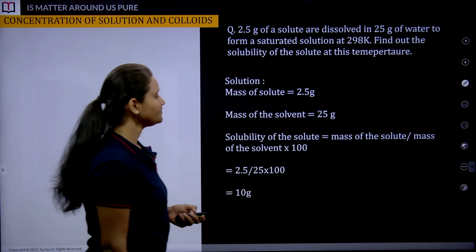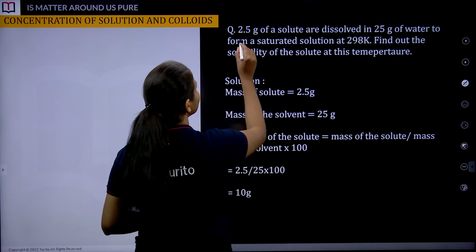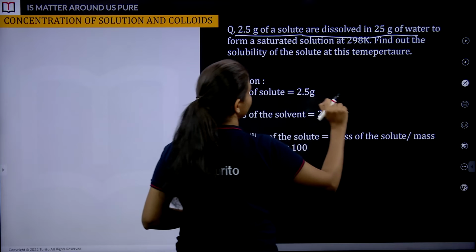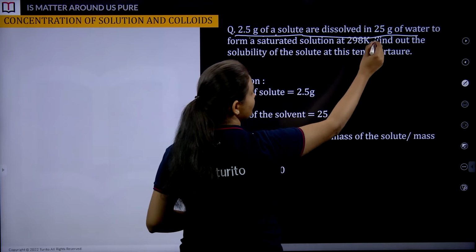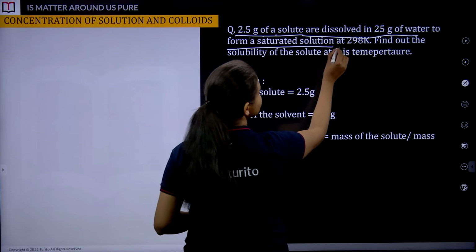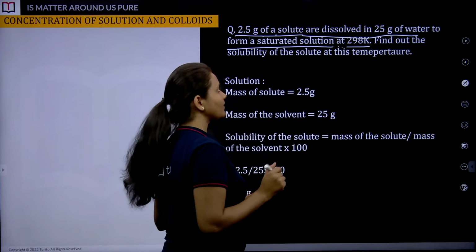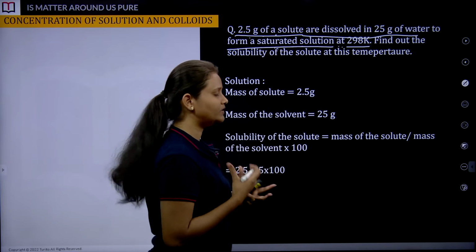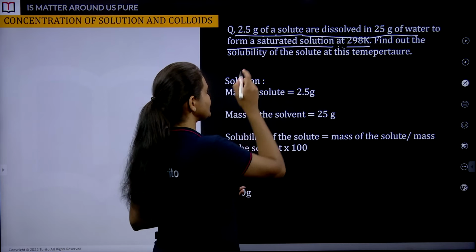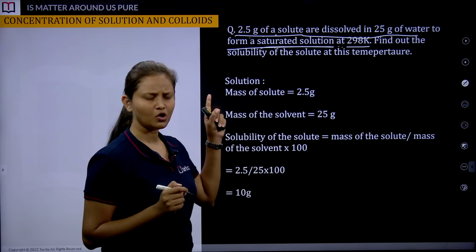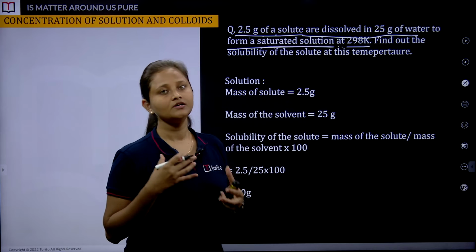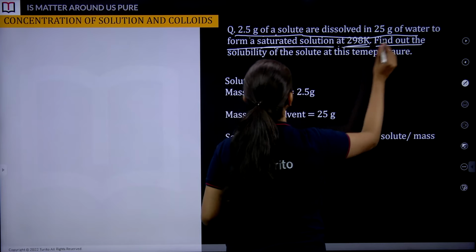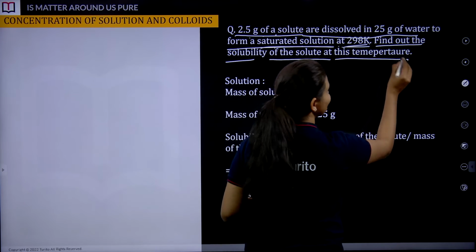Let's move ahead. Now this next question says 2.5 gram of solute are dissolved in 25 gram of water to form a saturated solution at 298 Kelvin. Saturated solution means that no extra amount of the solute can get added in the solvent. Are you all able to recall the concept? In a saturated solution, we cannot add further solute in solvent, right? It's happening at 298 Kelvin.